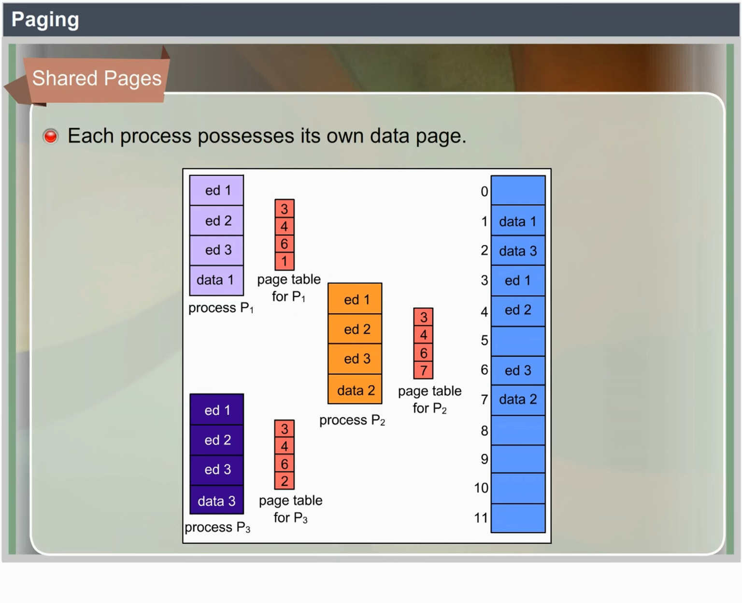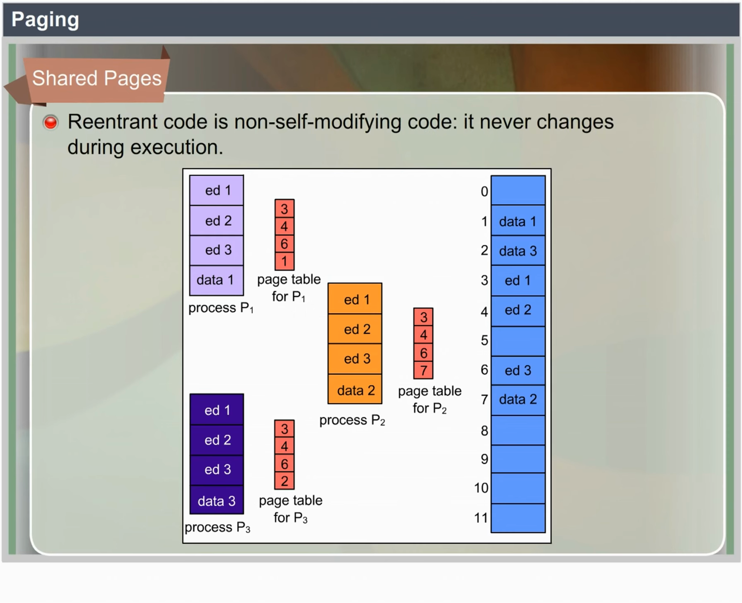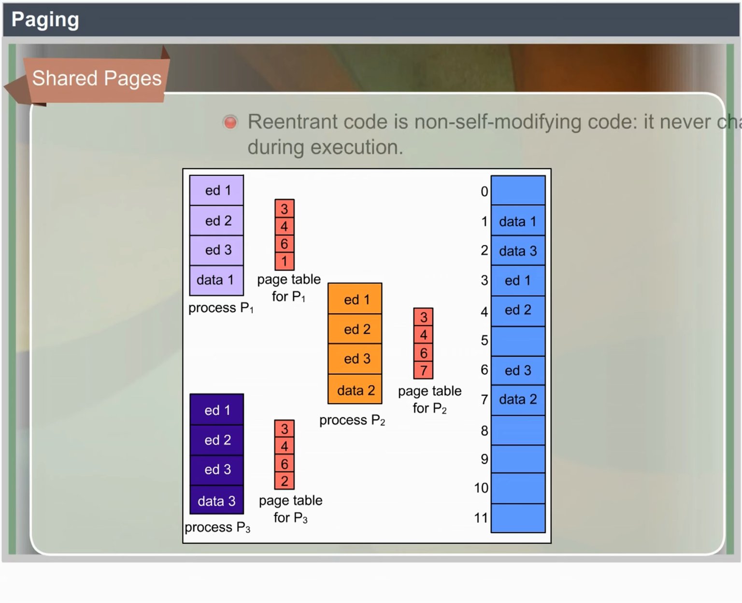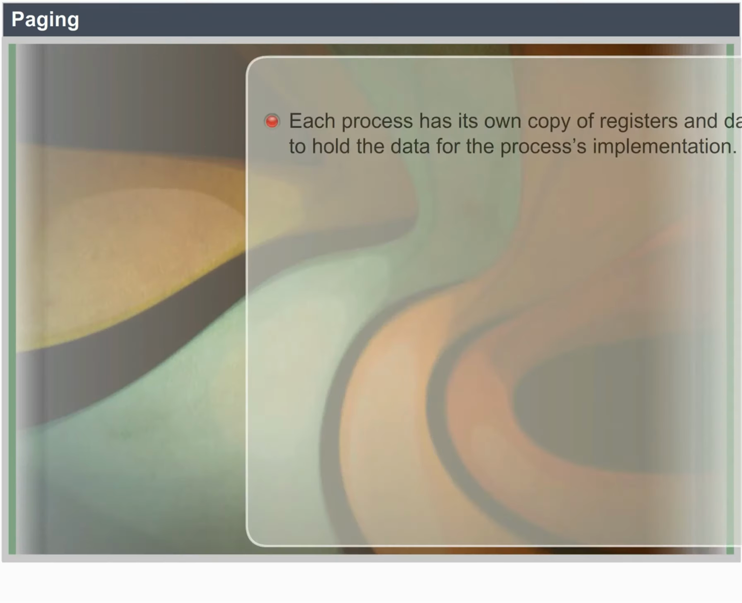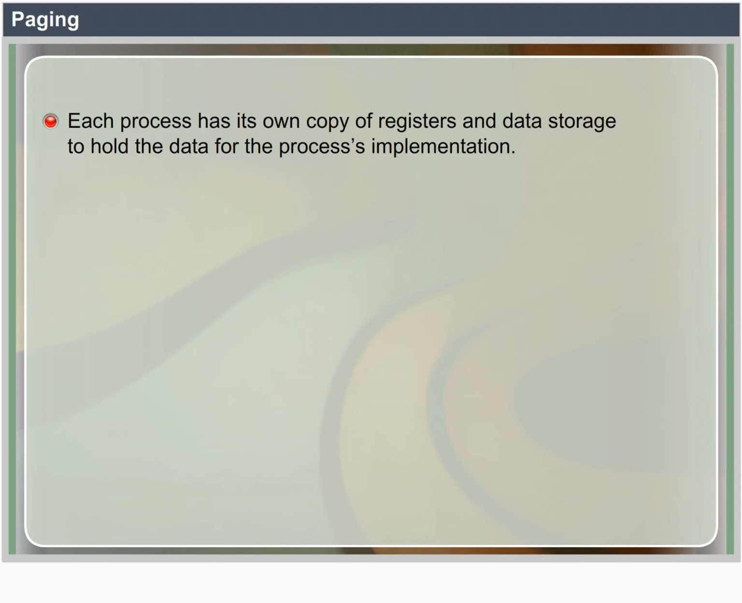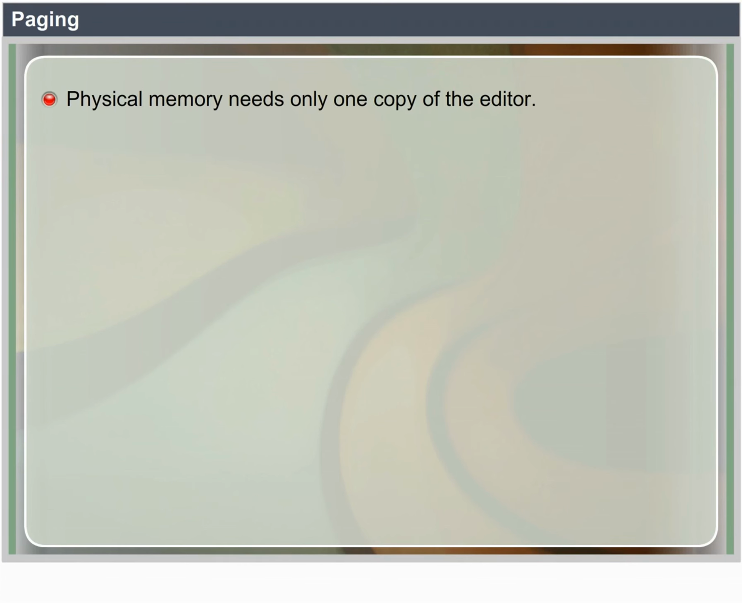Reentrant code is non-self-modifying code. It never changes during execution. Thus, two or more processes can execute the same code at the same time. Each process has its own copy of registers and data storage to hold the data for the process's execution. The data for two different processes will, of course, be different. Only one copy of the editor needs to be kept in physical memory.